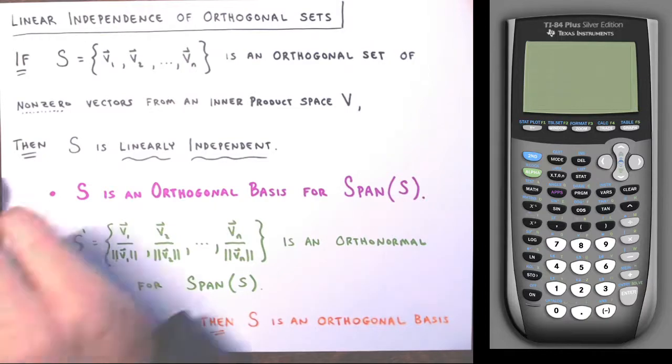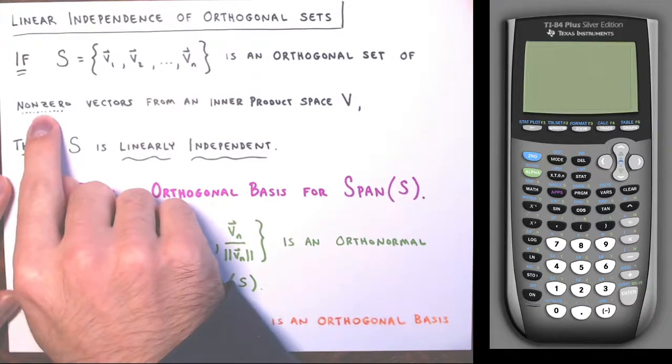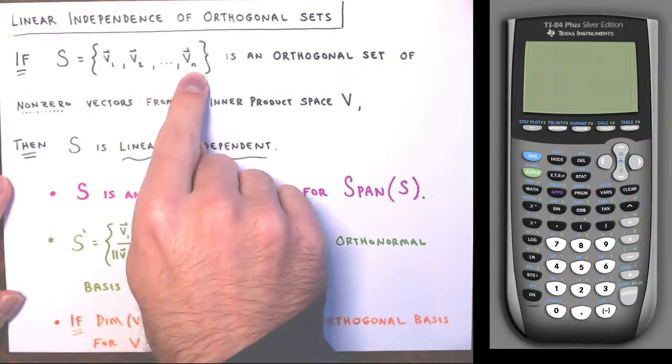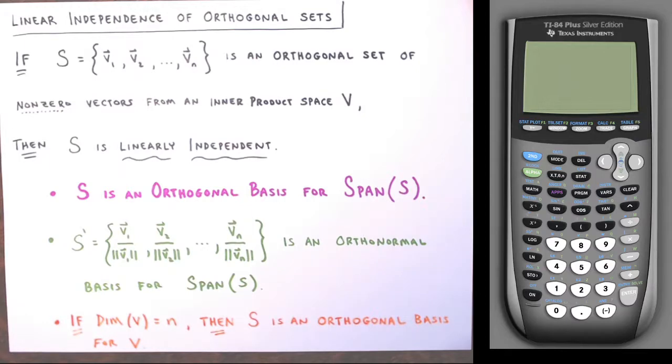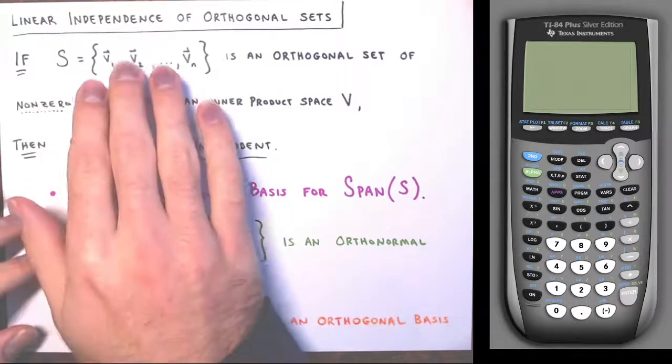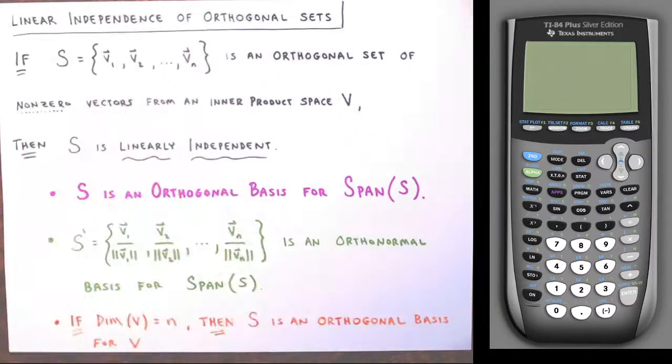Now, notice I mentioned the word non-zero here, because if any of these was the 0 vector, then it would be dependent. I hope you recall that from maybe a section on linear independence of vectors you've come across. I'm assuming you've come across that by this point. If a set contains the 0 vector, it's by definition a dependent set. But an orthogonal set of non-zero vectors is always going to be linearly independent. And that's wonderful. And then some things follow from this.